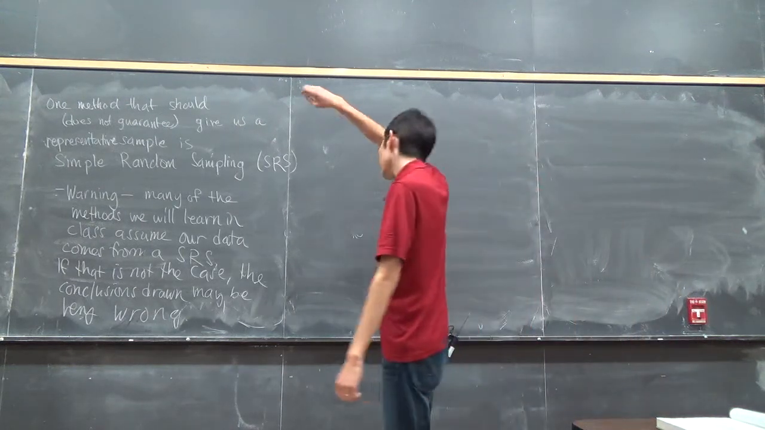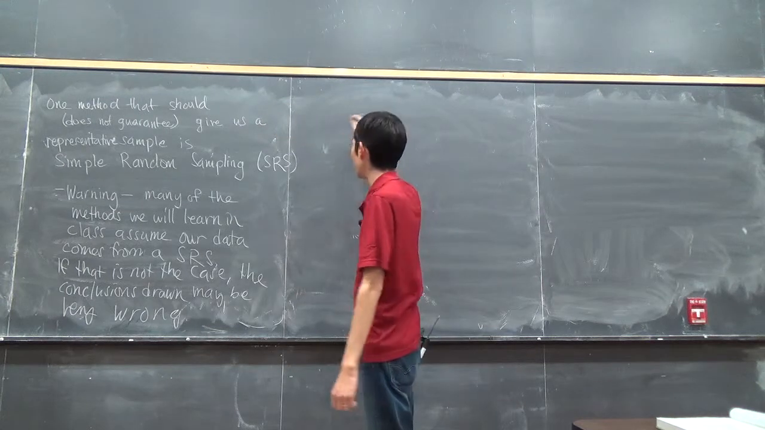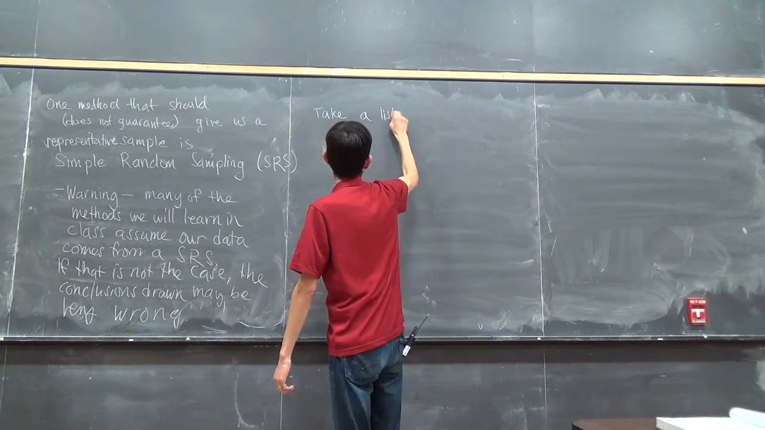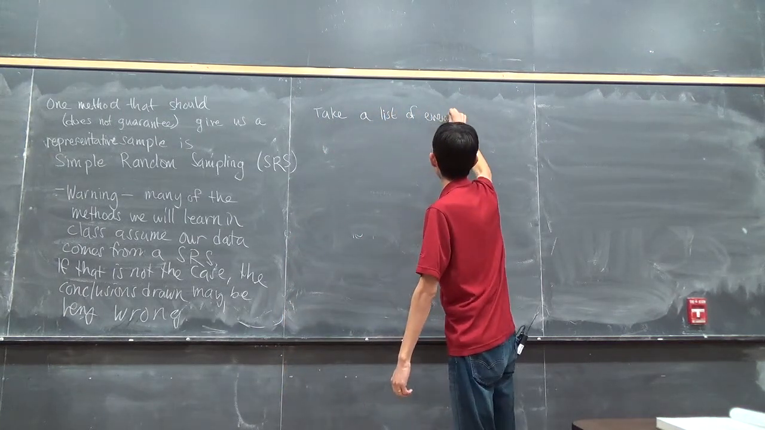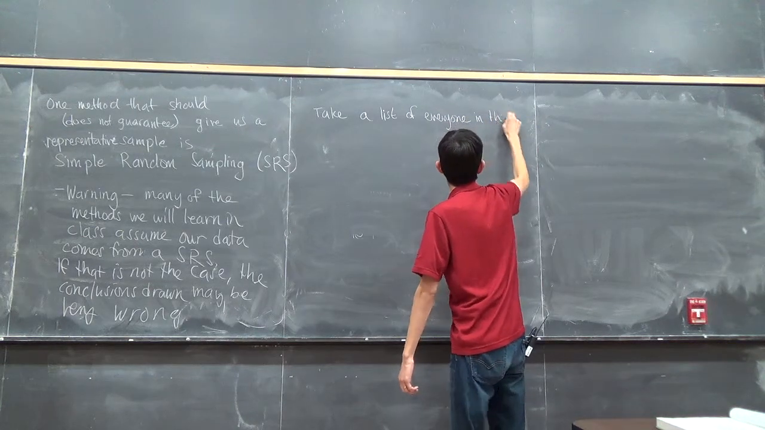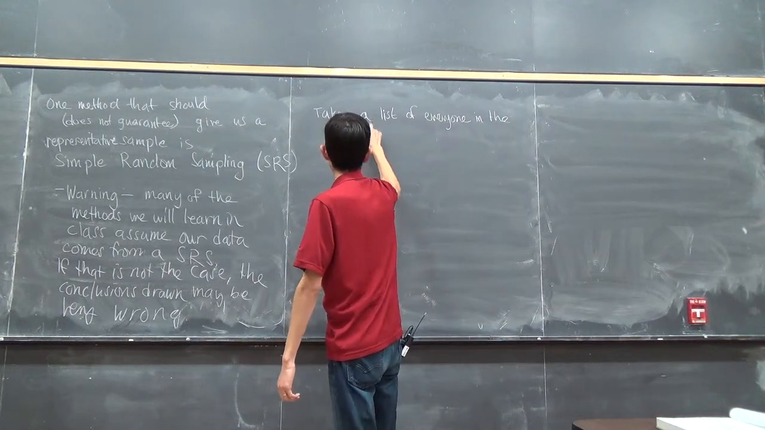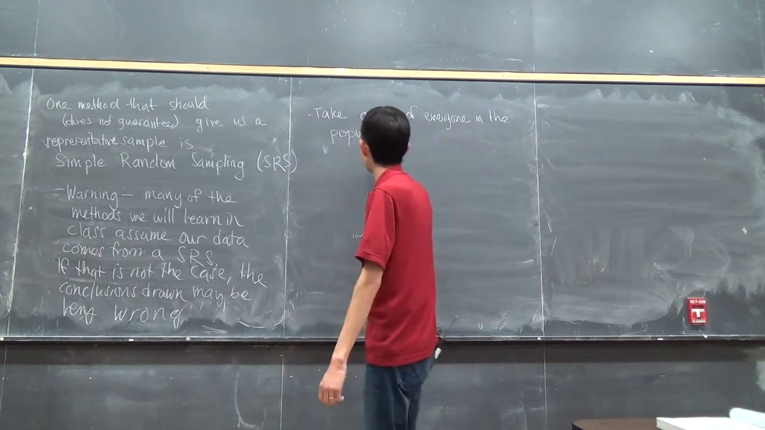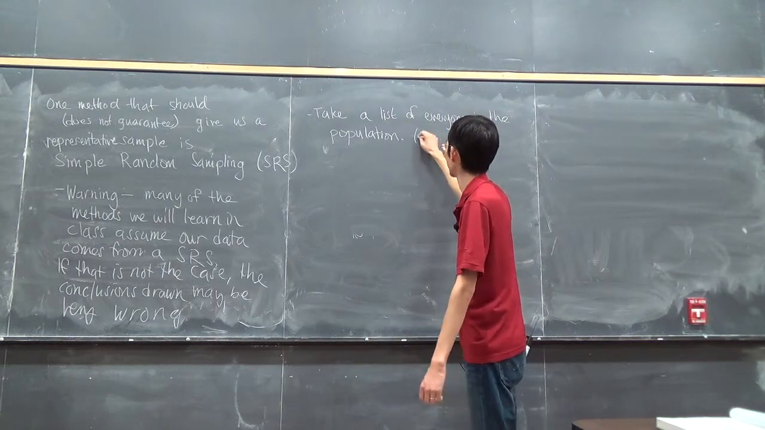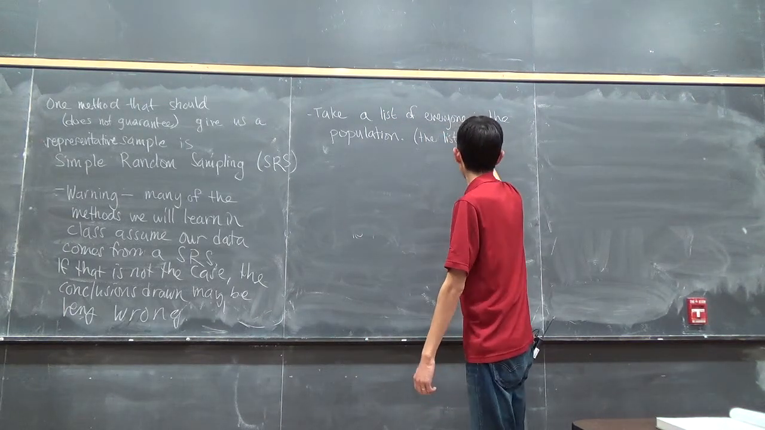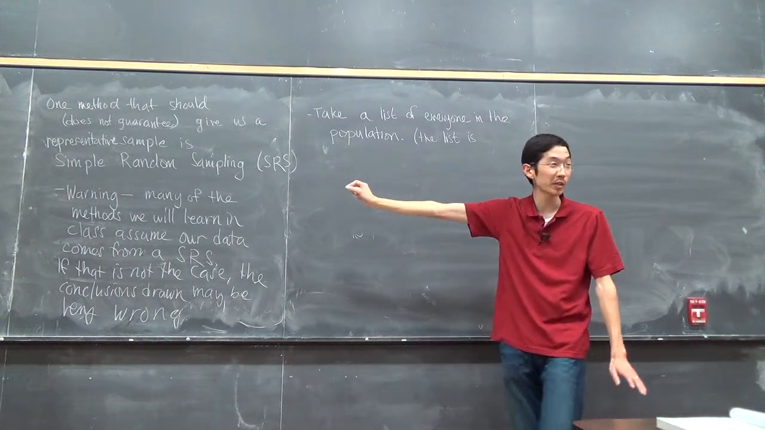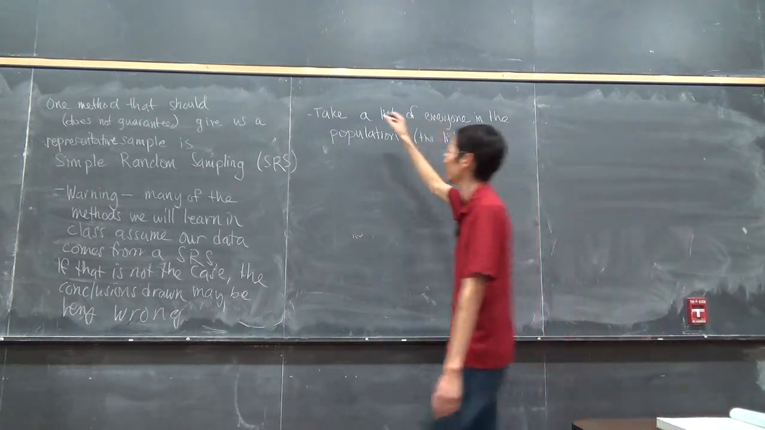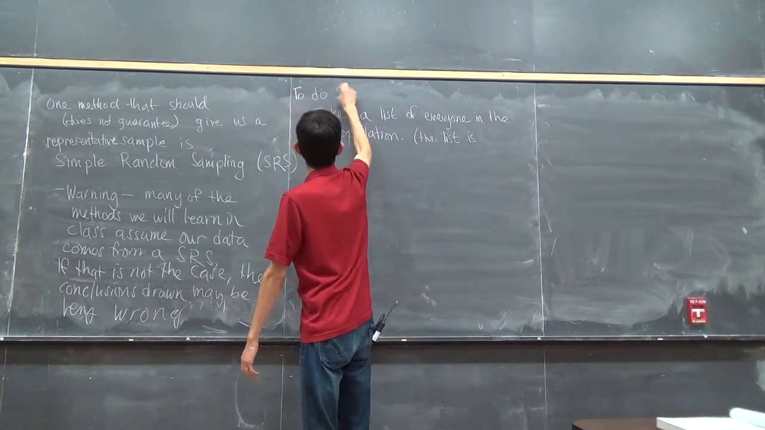Okay, so a simple random sample. The concept is simple, okay? Take a list of everyone in the population. Okay. That list is called a sampling frame. Is this the same method? Yeah, this is still talking about simple random sampling. This is how simple random sampling is done, okay? So maybe I'll write to do SRS.